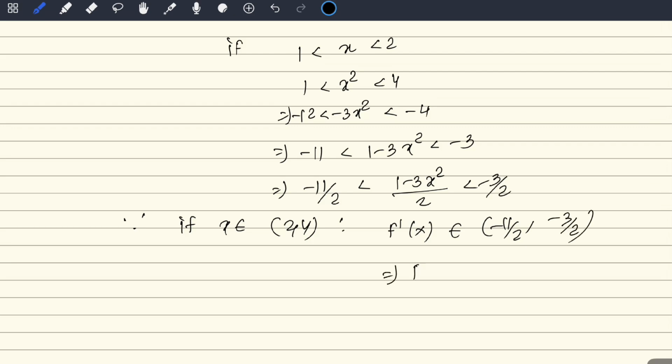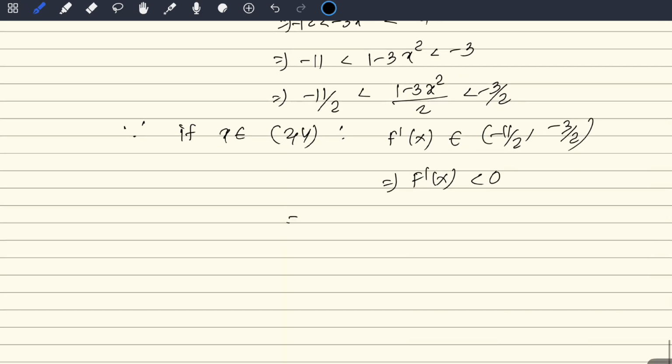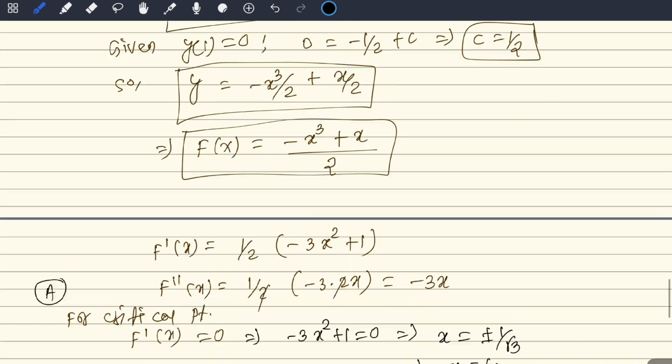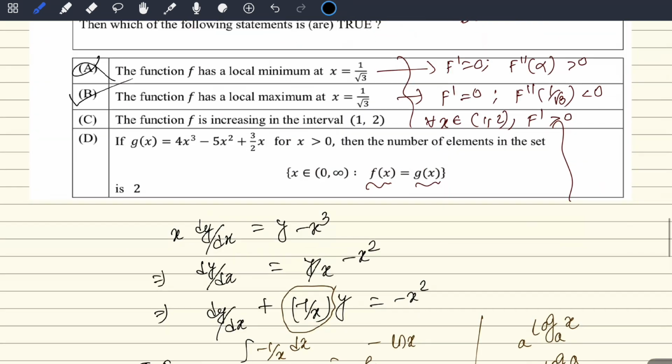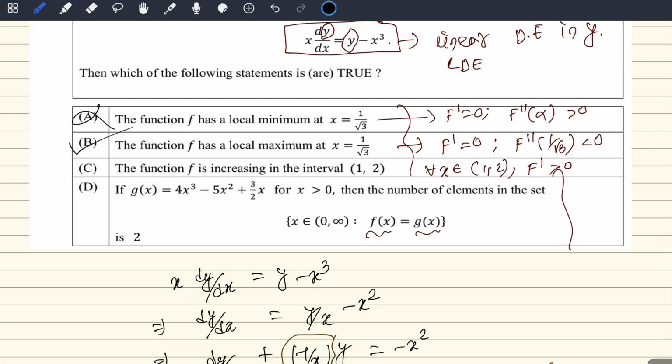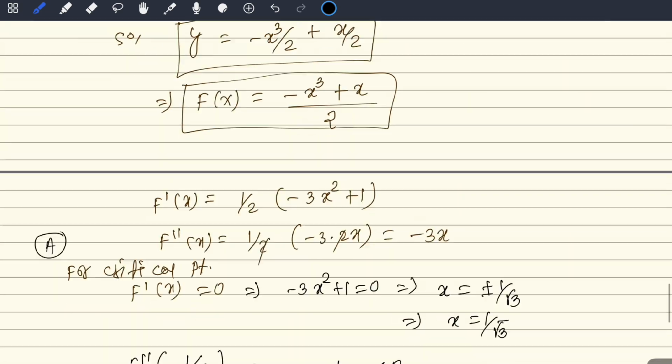This means f dash x is less than 0. If it is less than 0, that means f of x is decreasing. Since it is less than 0, f of x is decreasing for x belonging to 1 to 2. So in option C, f of x is said to be increasing in the interval (1, 2), but in our case it is decreasing, so option C is wrong. Now for option D.